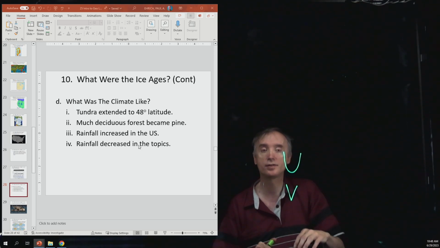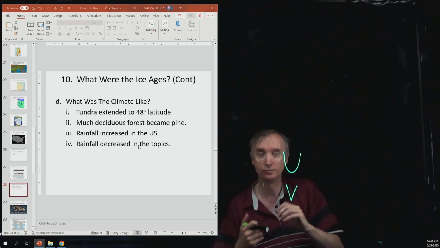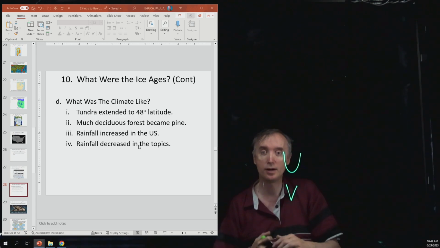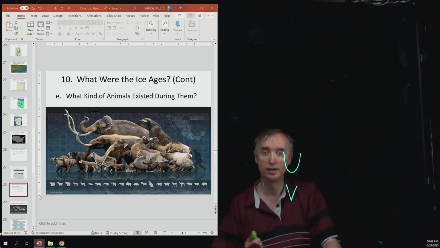Another thing is that in the United States there would have been an increase in the amount of rainfall, and that's what formed those lakes. The Great Salt Lake, for example, used to be much, much bigger during the ice ages, and the water that made that lake came during the ice ages. But rainfall decreased in the tropics. Here are some examples of animals that would have lived during the ice ages, and the most common one that comes to mind would be the woolly mammoth.